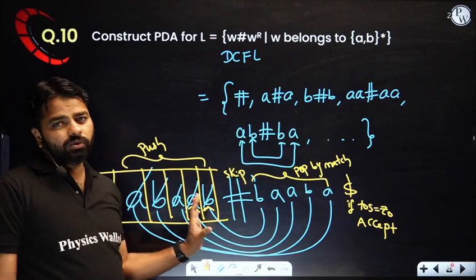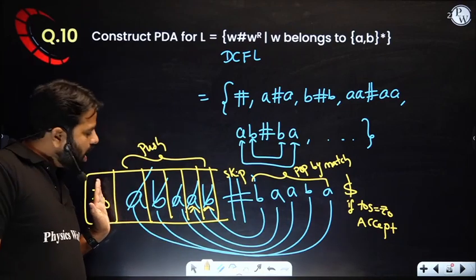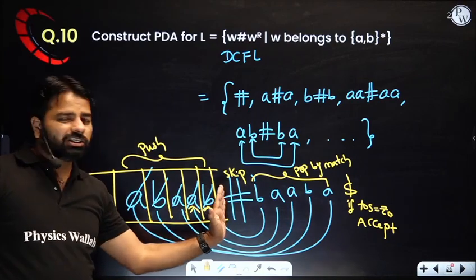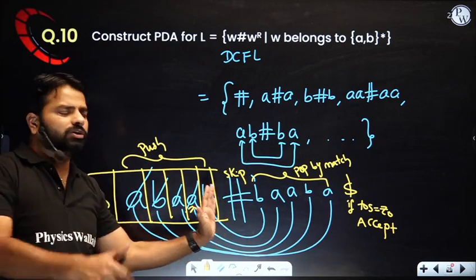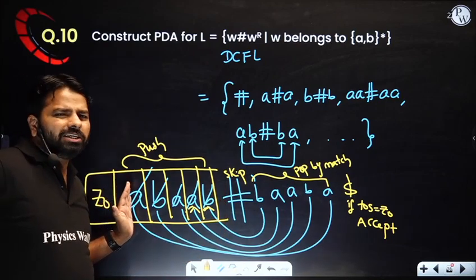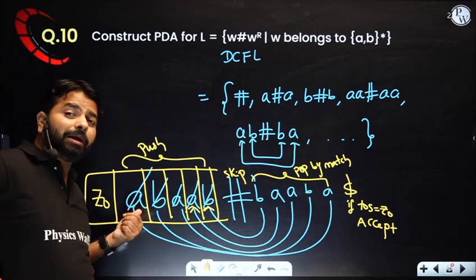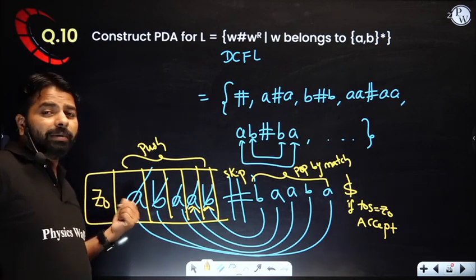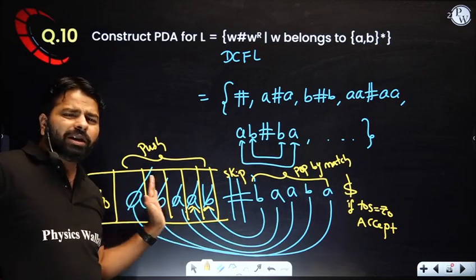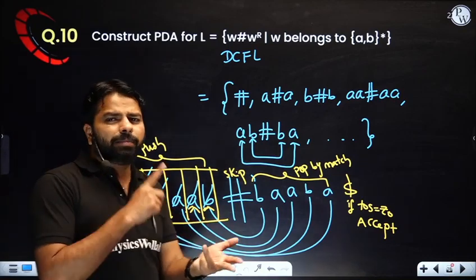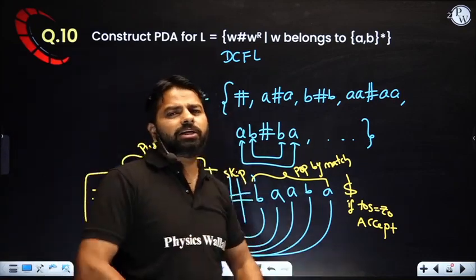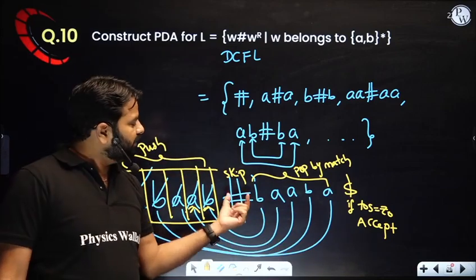The only thing is you need to know from Q naught how to push till hash. Every combination you have to push. That means how many combinations are there? A comma Z naught, B comma Z naught. Here I have taken A, but another string B might be there, right? So A comma Z naught, B comma Z naught. And after this, any combination may come: A comma A, B comma B, A comma B, B comma A. All the combinations you have to push. How long? Till hash.